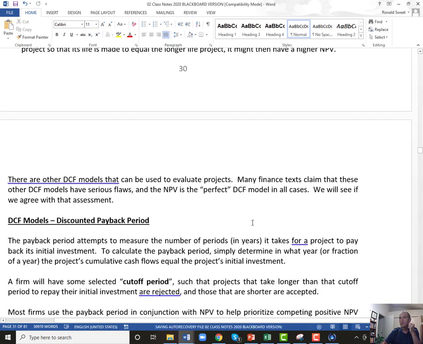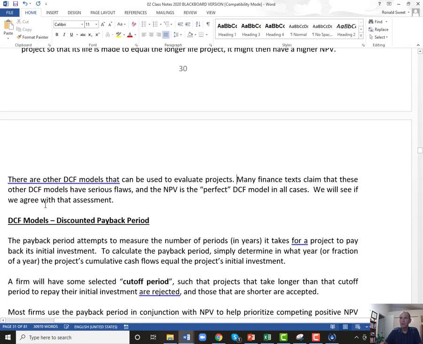So most people say, net present value, if you use that, you'll be fine. That's always the best answer. I'm not convinced of that. We'll talk about that when we talk about internal rate of return. I do think net present value is superior to the other approaches, like discounted payback and internal rate of return, but I don't think it's as perfect as the textbooks say it is. It does have its flaws. All right.